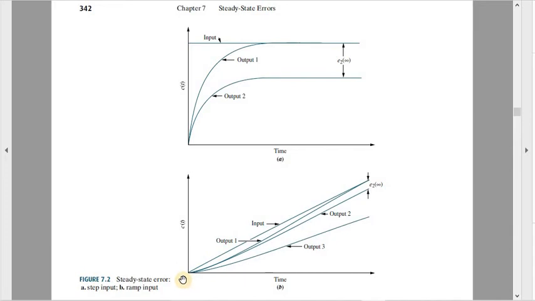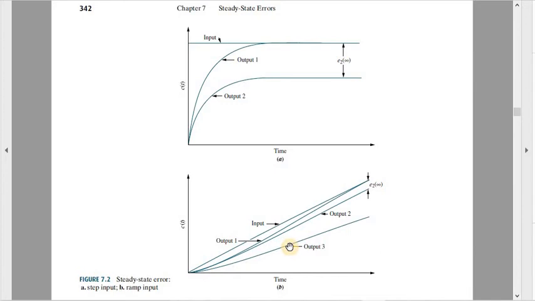Similarly, if we look at the velocity input, that is the ramp, this is the input to the system, represented here by this arrow. This is the ramp input, the y-axis is the amplitude, and the x-axis represents time in seconds. Now if you look at the output, the first output is reaching the ramp, so this means that the steady state error is 0, but the second output has some constant difference after some time, and we call it the steady state error.